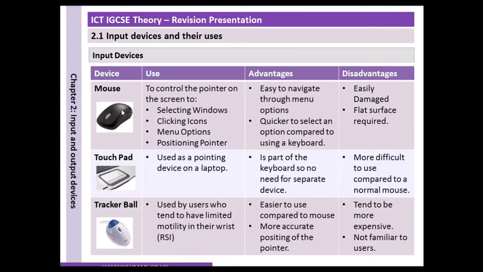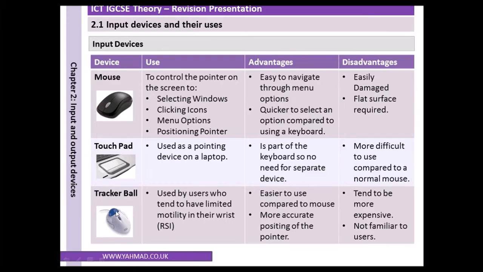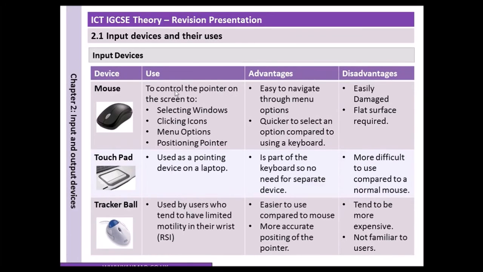So here we have 3 different pointing devices which could be used to control a cursor or pointer on the screen. We have the mouse, a touchpad which is found on a laptop, and a tracker ball. With the mouse, it's easy to navigate through menu options, it's familiar to use, and it's quicker to select an option compared to using a cursor on a keyboard. The disadvantage of using a mouse to select windows, icons, menus, and to position a pointer is that it could be easily damaged. The cable could get trapped or damaged, and also it requires a flat surface.